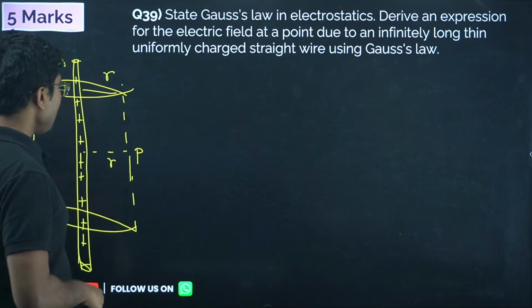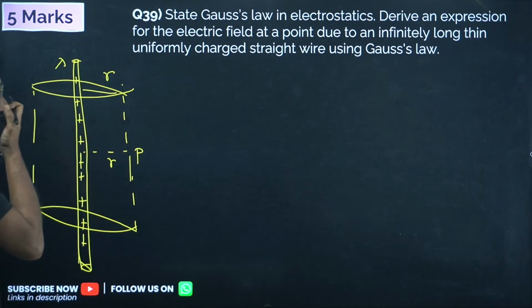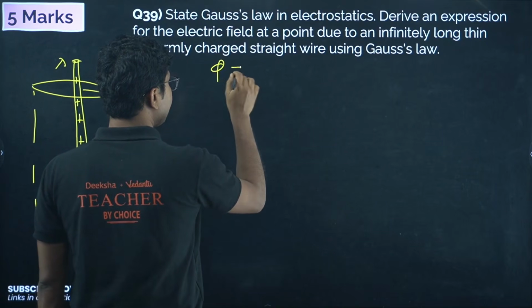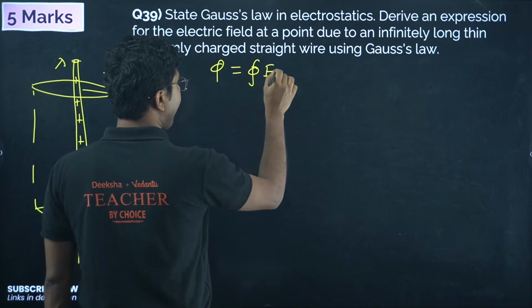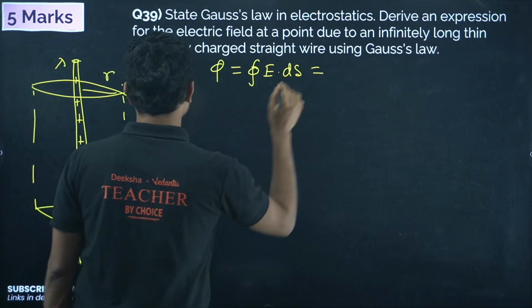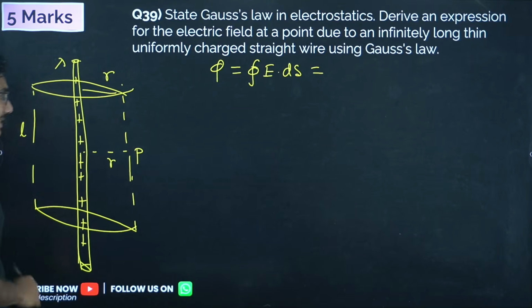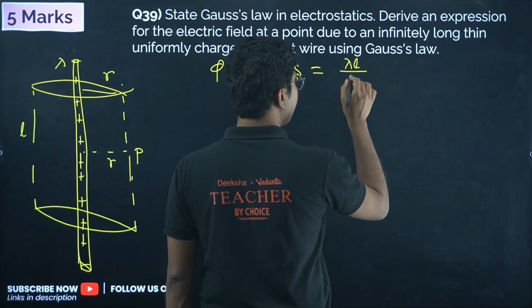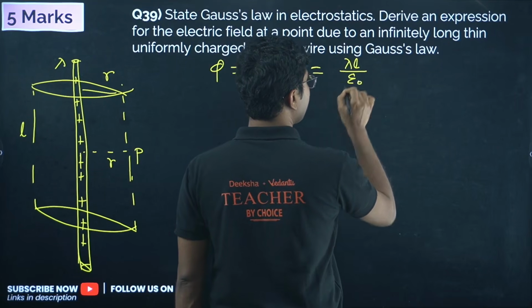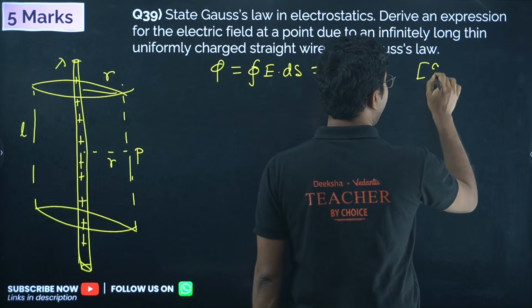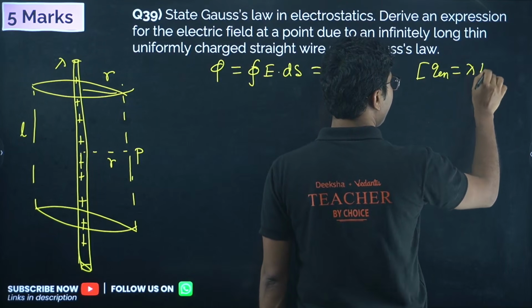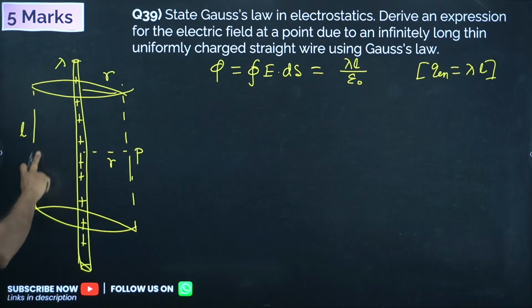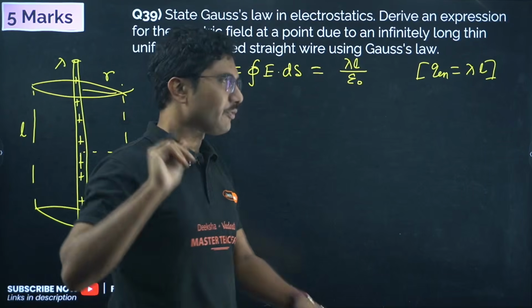Now how to solve it? Obviously you know that the electric flux through the surface is given by the integral of E dot ds, and that equals, if the length of the cylinder is L, the charge enclosed, lambda into L, divided by epsilon naught. That is Gauss's law. Charge enclosed here is line charge density into length of the wire. Obviously the wire is infinite, so we have to take a finite length, and you have to mention that while writing.